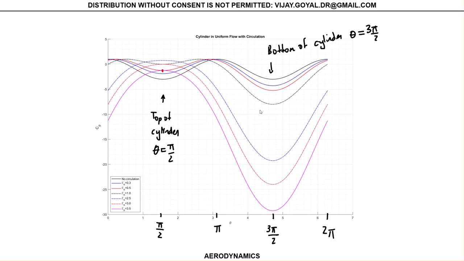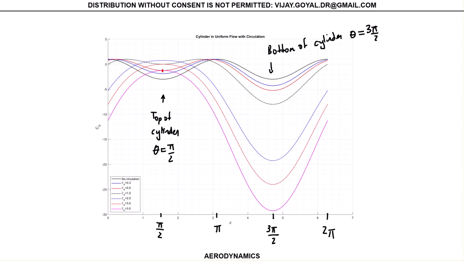But look what happens at the bottom of my cylinder. At the bottom of my cylinder, my CP is actually decreasing, because remember, these numbers are going negative. It keeps decreasing at the bottom. So that produces some nice, interesting results here, so you can physically see what's really going on.